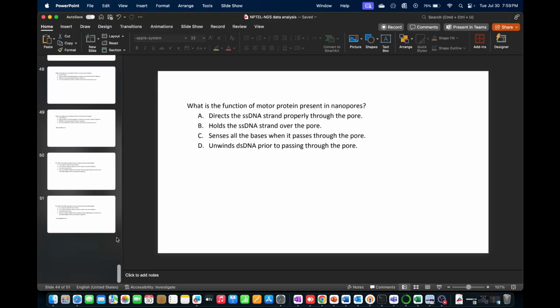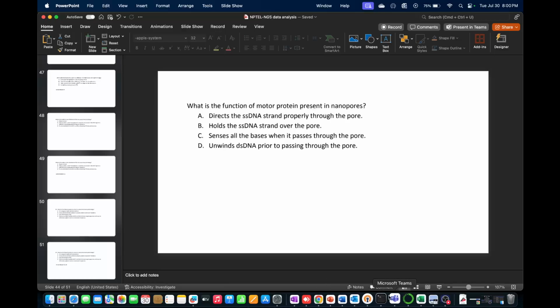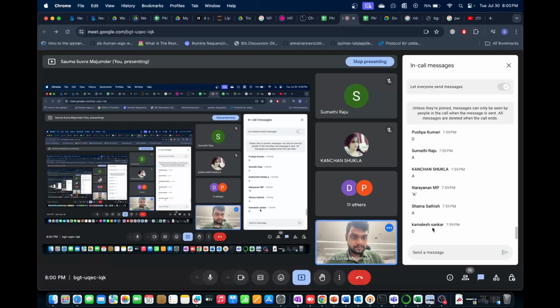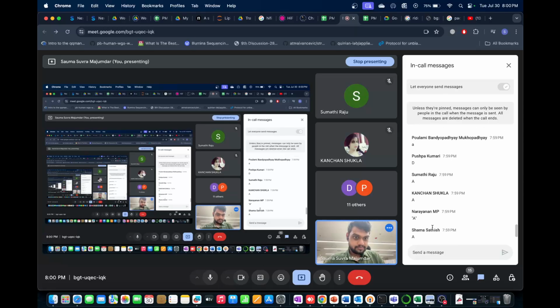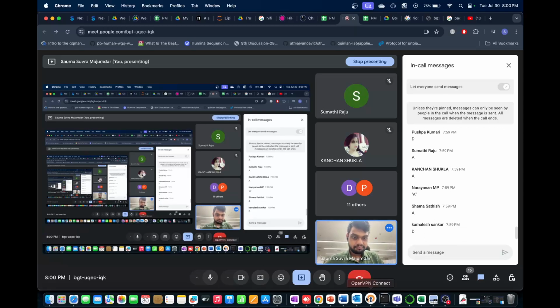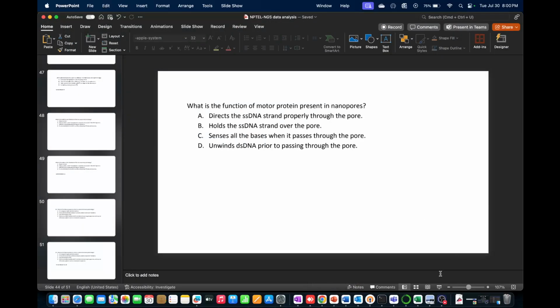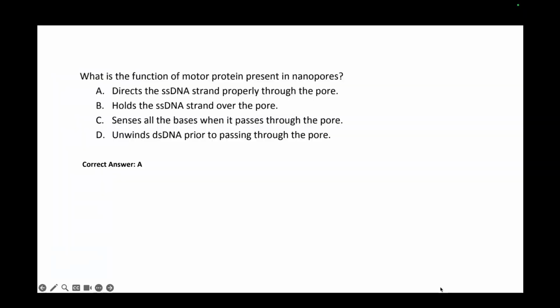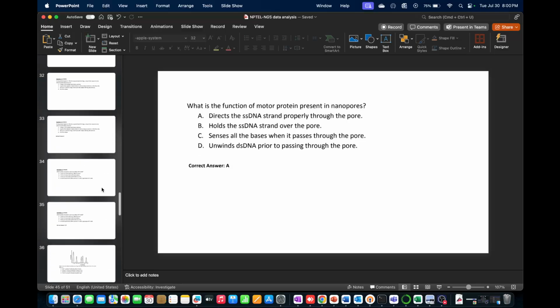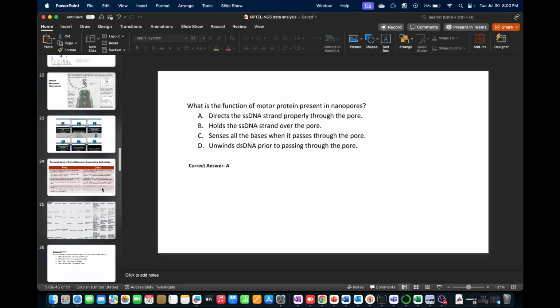Let's see what else we have. Okay. The answer is A. Some people are saying D. I'll just go back to the slide of nanopore.